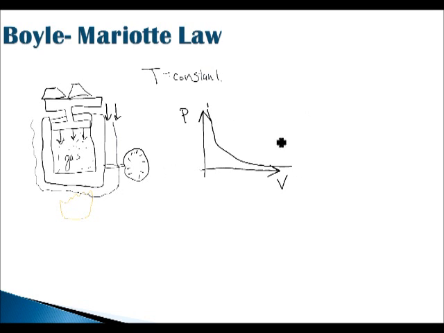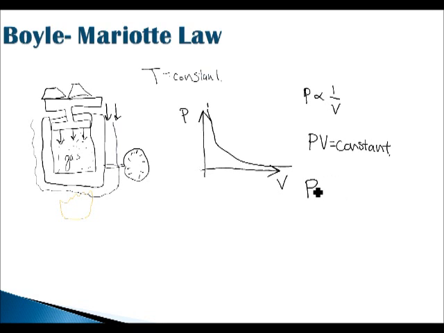Now, what we get from this is that P is proportional to 1 over V. So as the inverse of the volume changes, pressure will also increase. Another way of saying that is PV is constant. Okay, so the product of PV will always be a constant term.